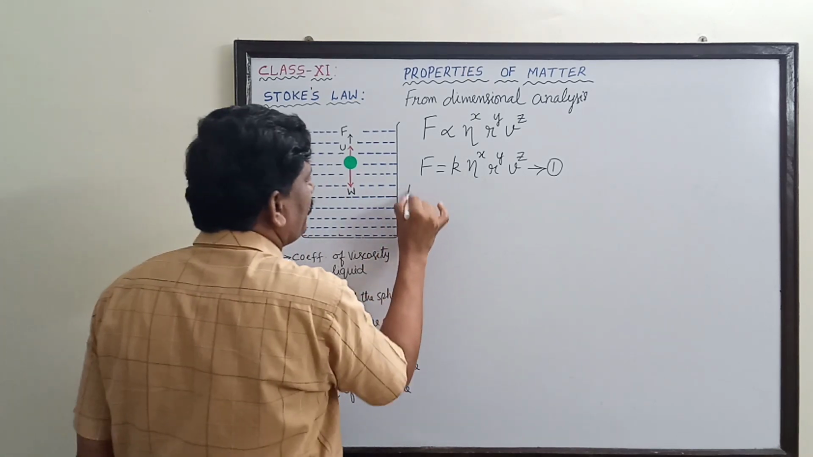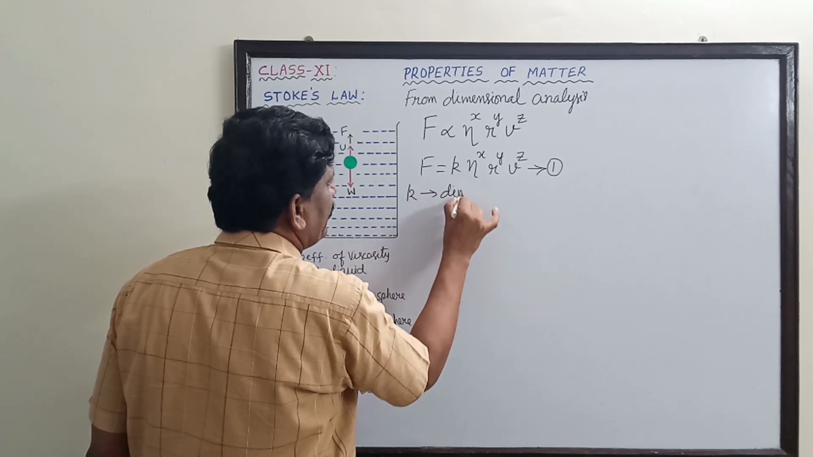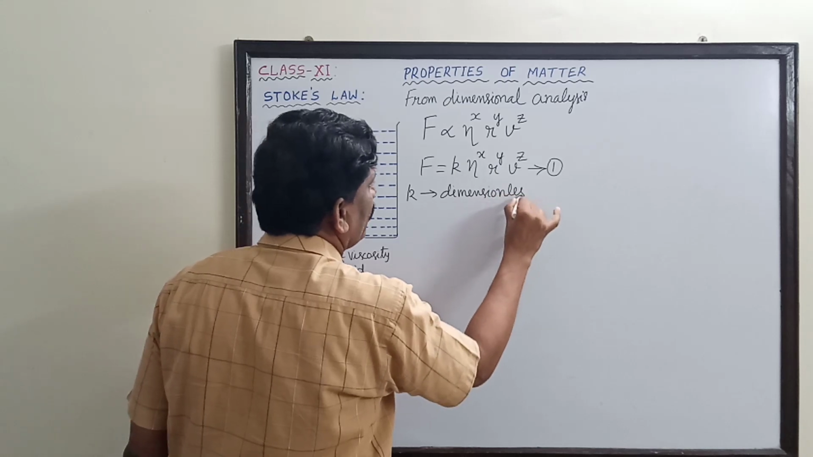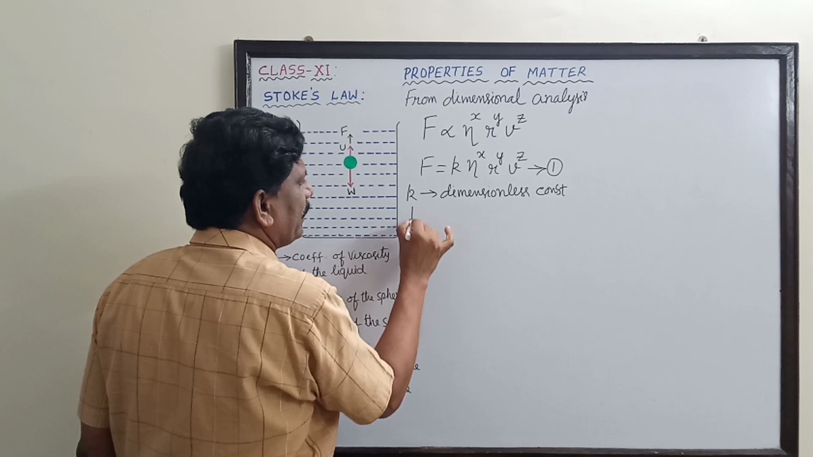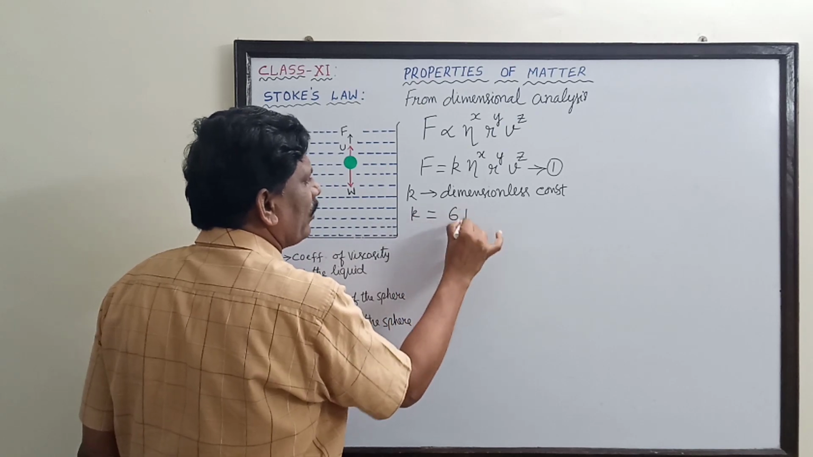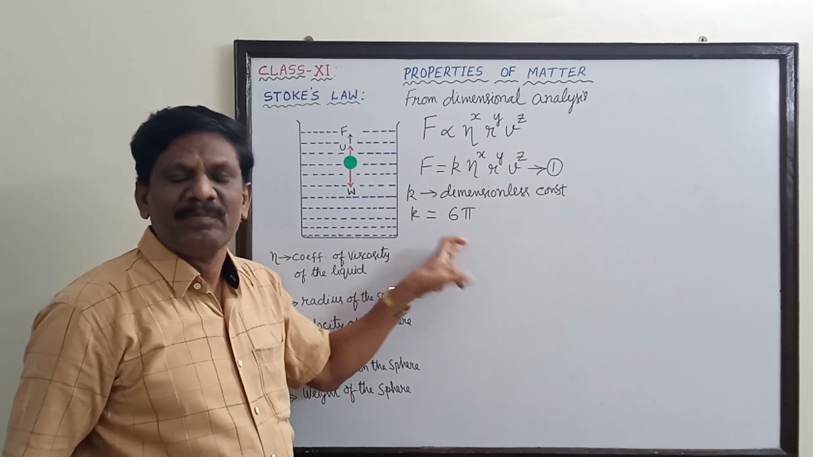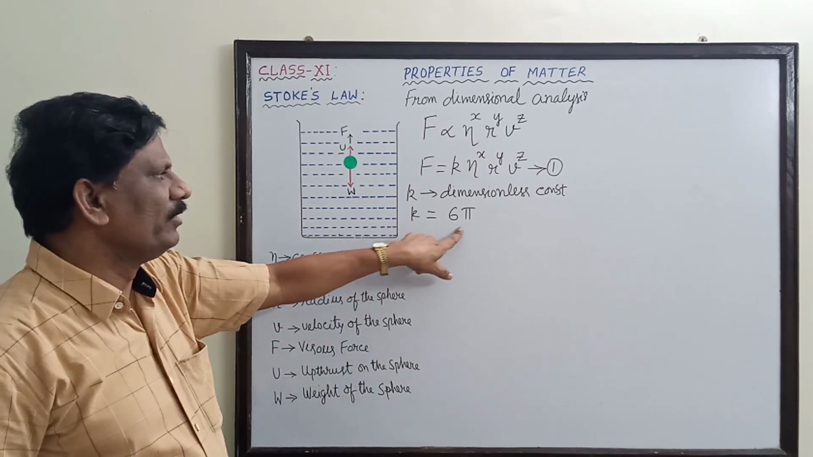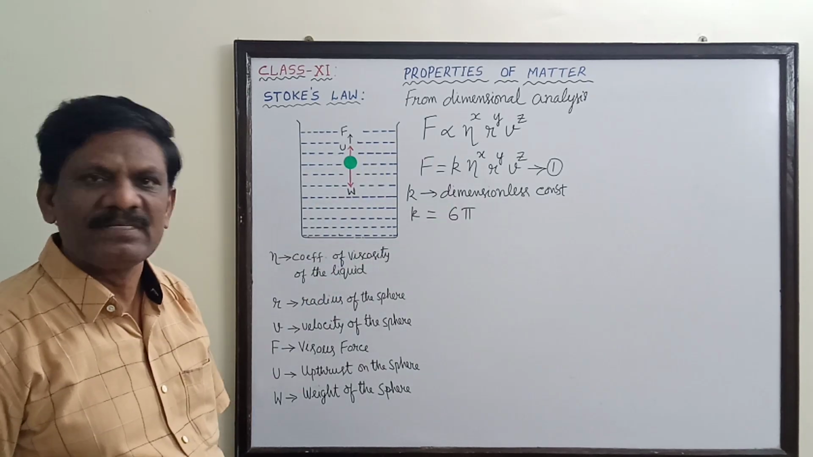Here k is a dimensionless constant. So it does not have dimensions, but it has a numerical value that is equal to 6 pi. The value of k has been determined by experimental method, not by dimensional method, and the value is found to be 6 pi. At the end we will substitute k equal to 6 pi.